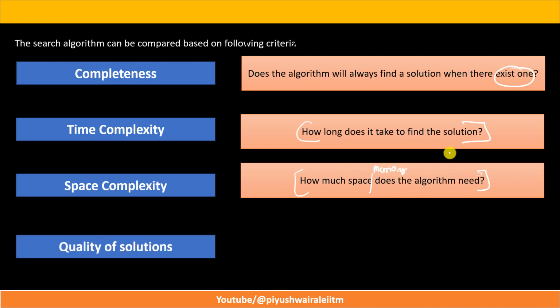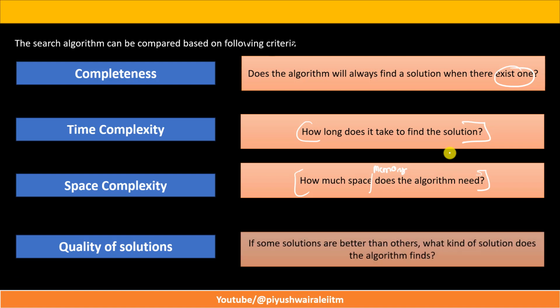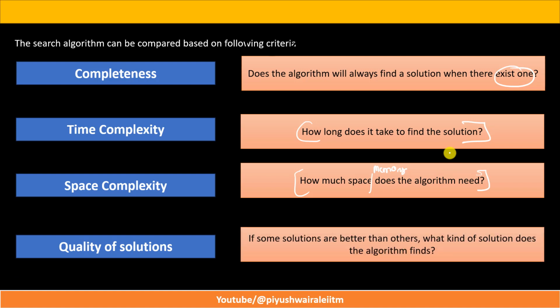The next is quality of solution. Quality of solution we can say means optimal solutions also, right? Suppose some solutions are better than others, suppose we have multiple paths to reach a particular goal state, but which one is the shortest path, which one is the optimal path? That will be the quality of solution. So these are the few criteria we are going to use to compare DFS versus BFS, right?